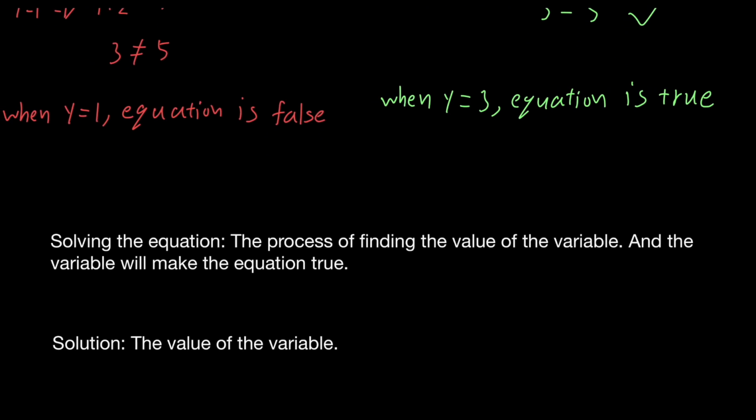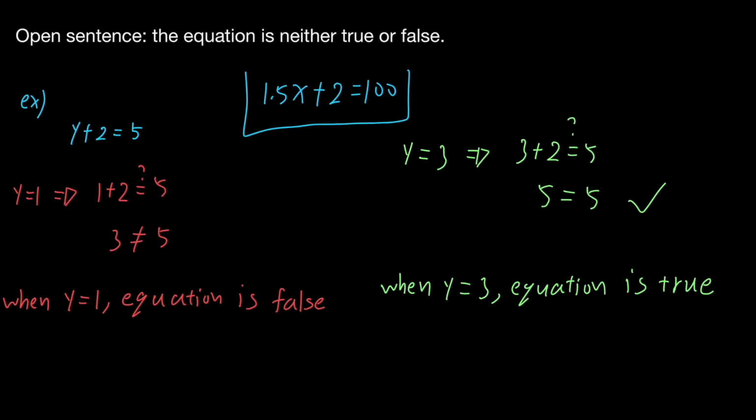Solving the equation is really the process of finding the value of the variable, and the variable will make this equation true. Whatever we get at the end, we call it a solution. So this time, we don't just randomly pick a number and then plug the number back into the equation. That will spend a lot of time. We're going to learn a new method to really figure out the value.